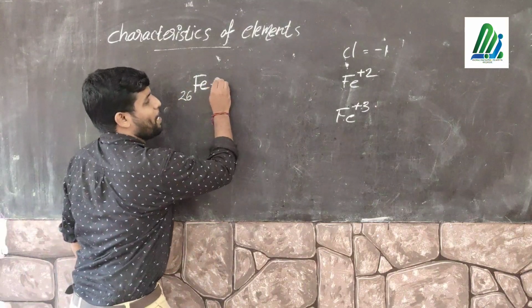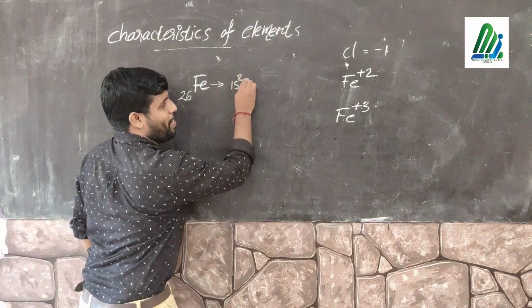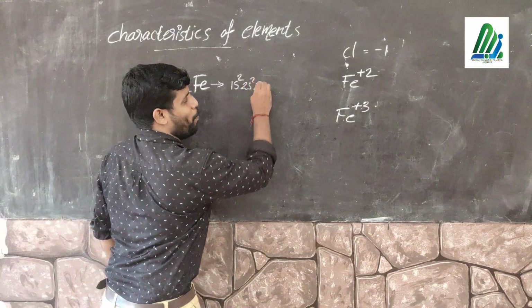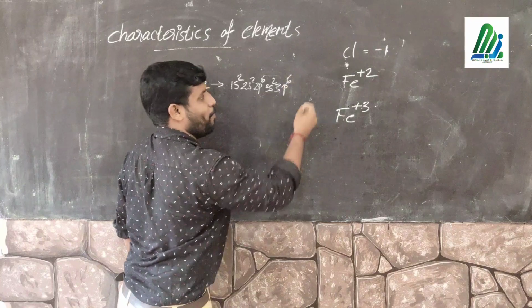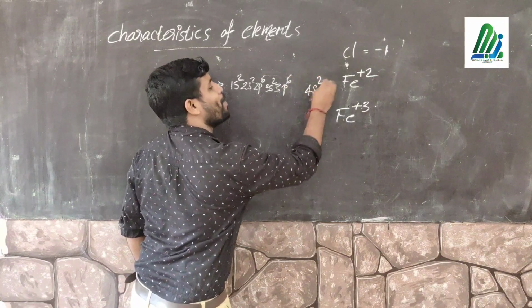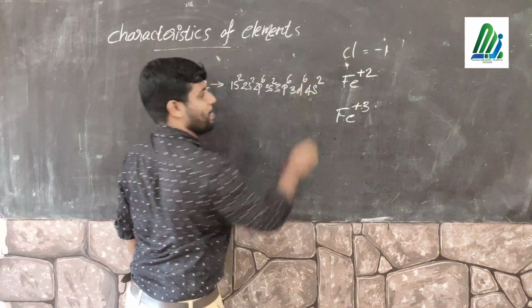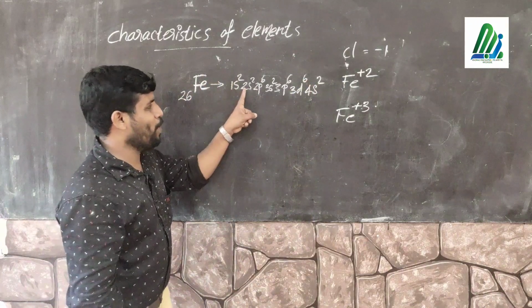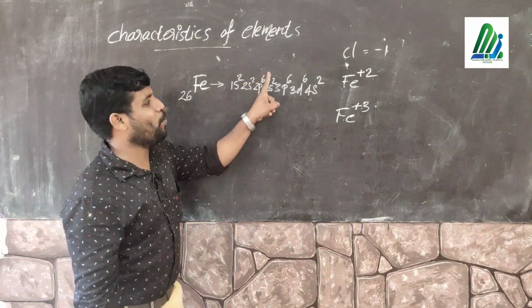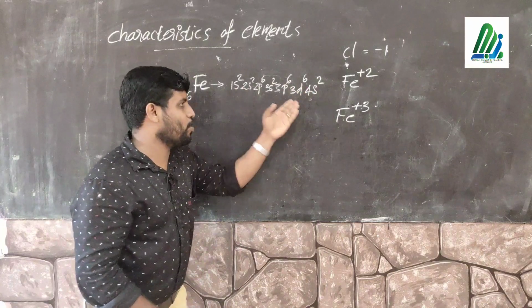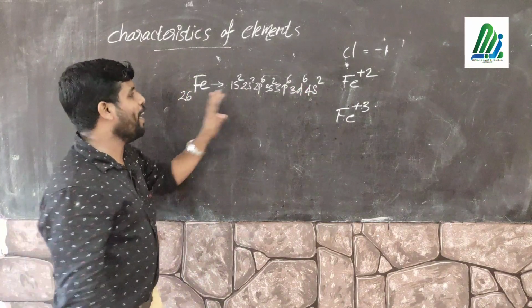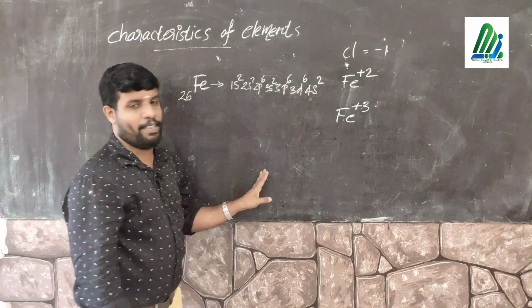If you write the subshell electronic configuration: 1s2, 2s2, 2p6, 3s2, 3p6. For our comfort, we write 4s2, 3d6. Okay, 1s2, 2s2, 2p6, 3s2, 3p6, 3d6, 4s2. But the filling order is 4s2, 3d6. I think you get the idea why we write like this.